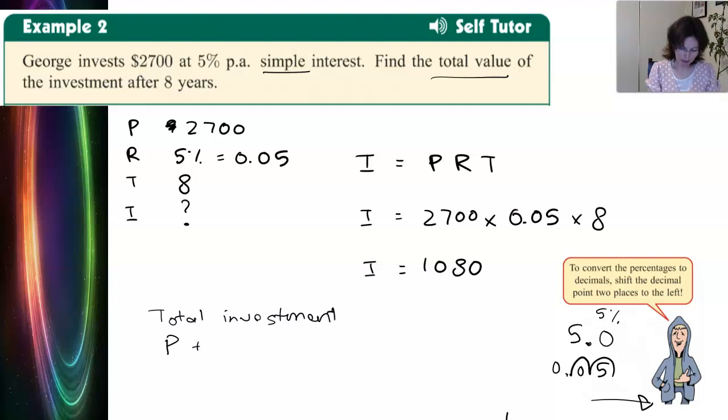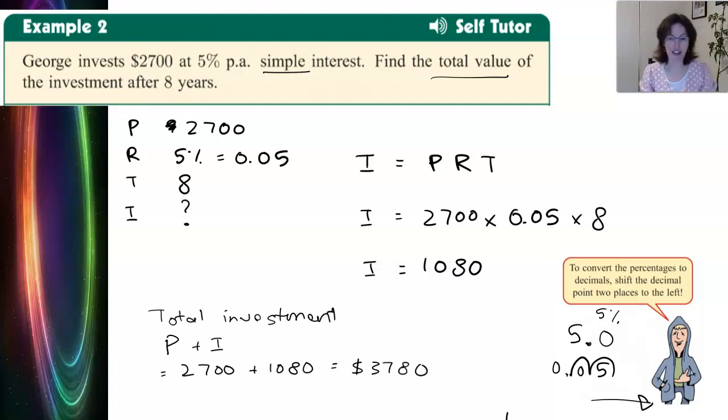You add the principal plus the interest, and that's going to give us 2,700, add on 1,080, and we get 3,780 as our total investment.